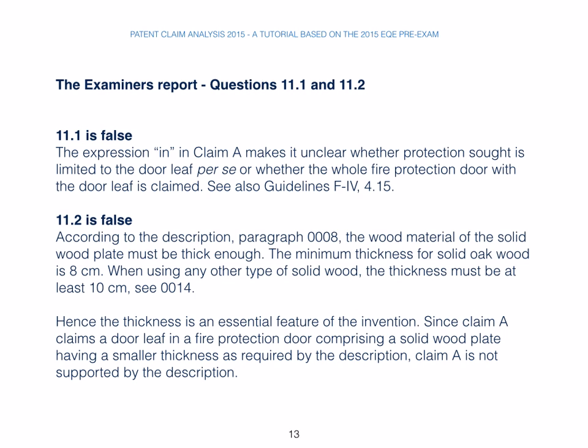Here for questions 11.1 and 11.2. Statement 11.1 is false, and the examiner's explanation is as follows. The expression in inverted commas in claim A makes it unclear whether protection sought is limited to the door leaf per se, or whether the whole fire protection door with the door leaf is claimed. See also the guidelines F Roman 4 4.15.